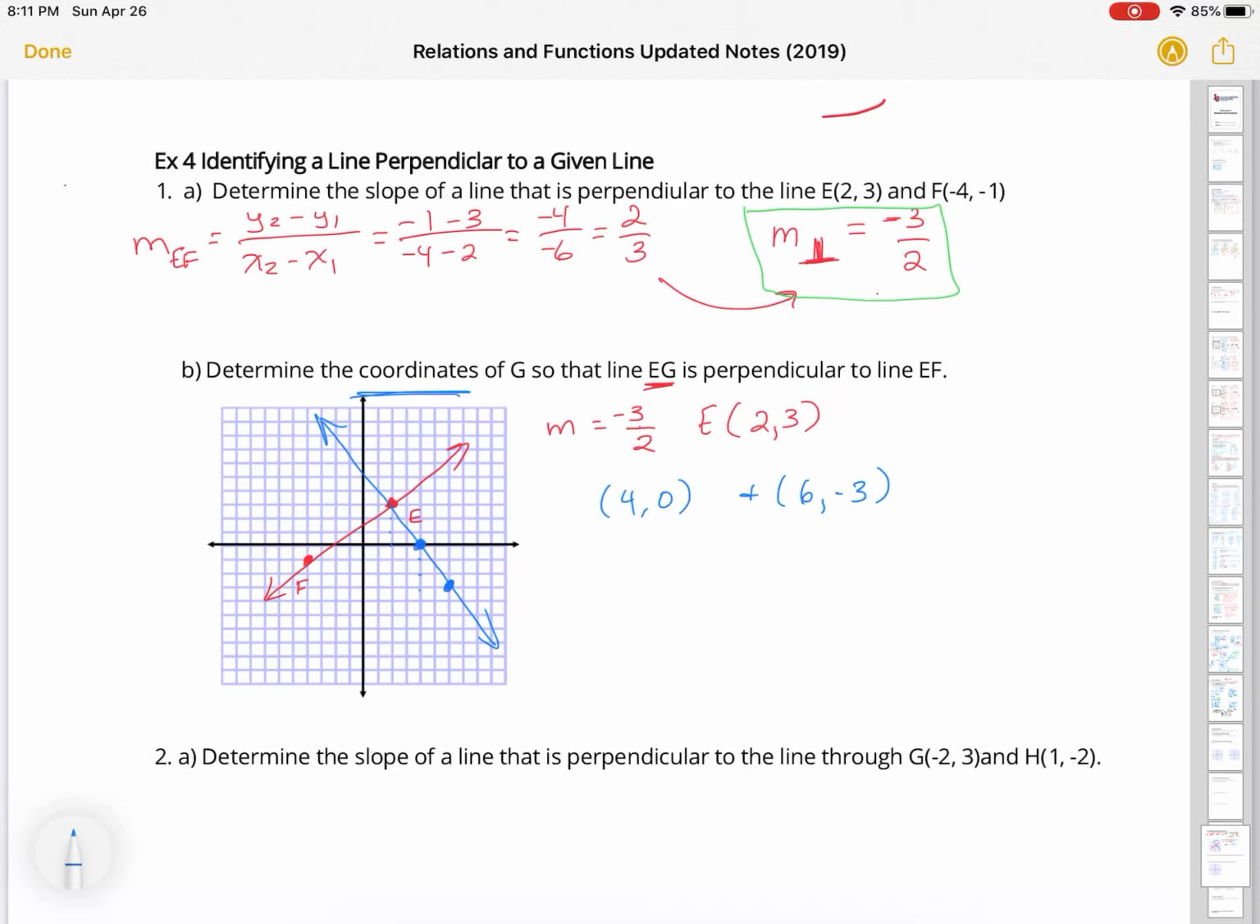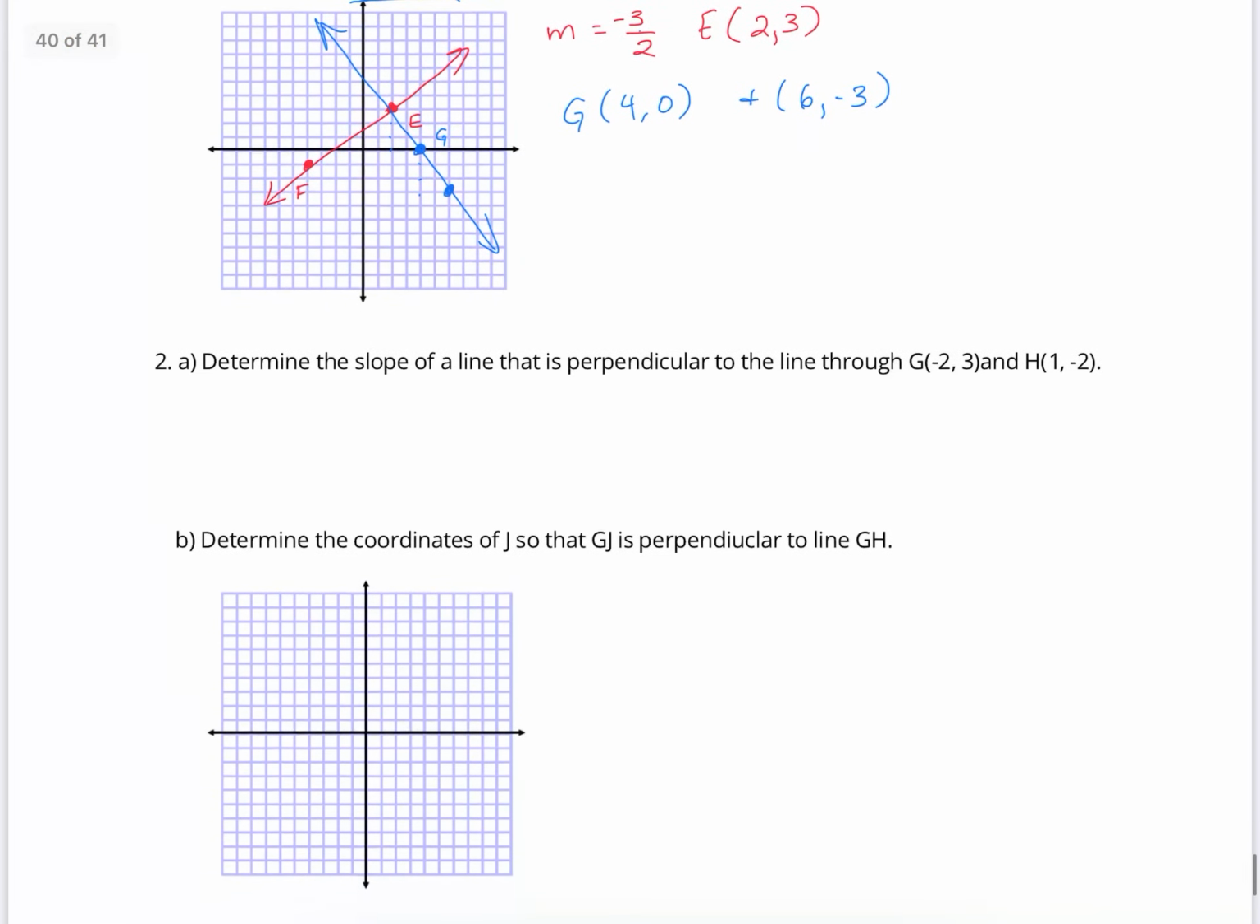And that would be it, but it wanted you to determine the coordinates of G. So you can use either one of these. So if we say this is point G, that's fine. But you could also use the other one. It just has to be an appropriate point that would work. So we just counted the slope to figure that out.